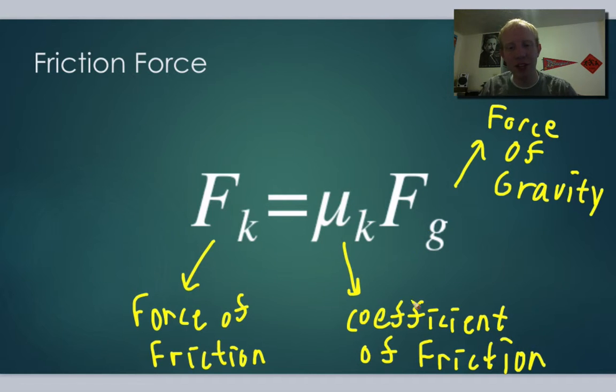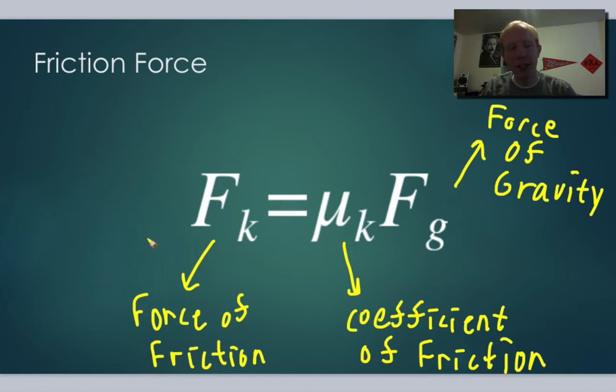The force of gravity times the coefficient of friction is going to give us the force of friction. If you think about it, this makes sense, because it's going to depend on how smooth or rough the surfaces are and how hard they're pushing toward each other, which depends on the object's weight. Conceptually, how hard something's pushing times how smooth or rough it is gives you how much friction you're going to get.